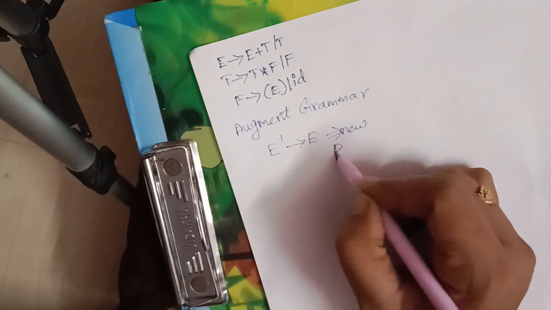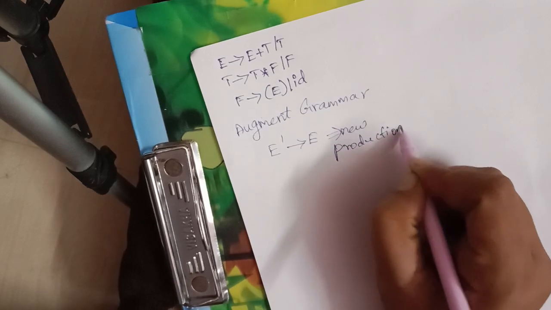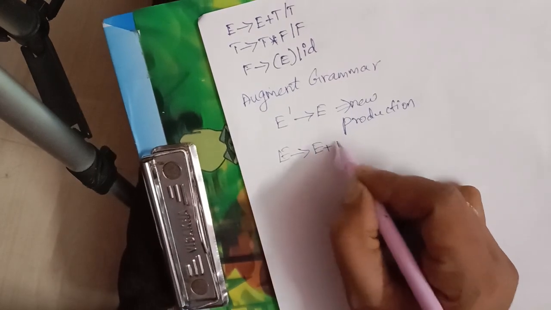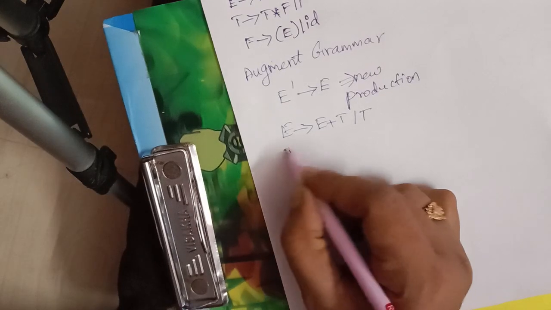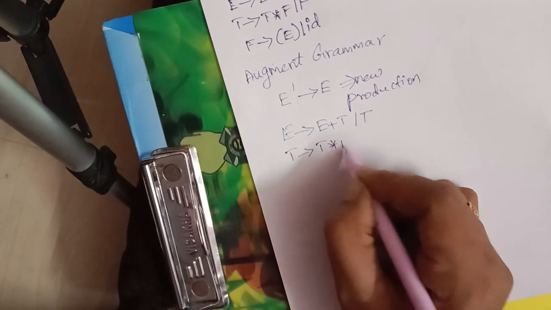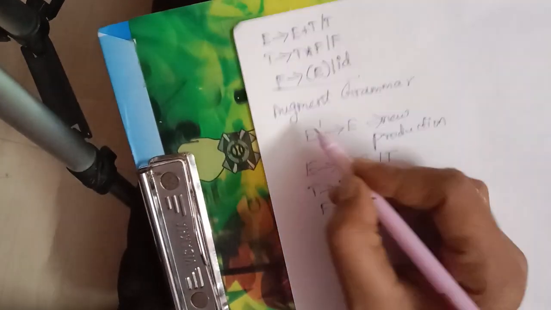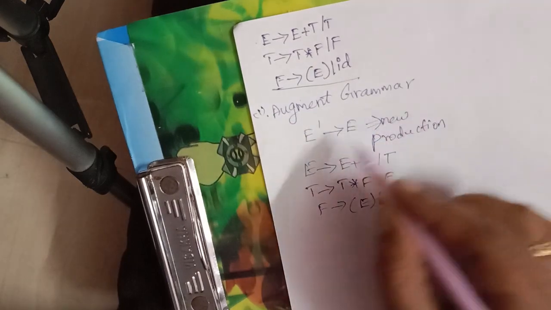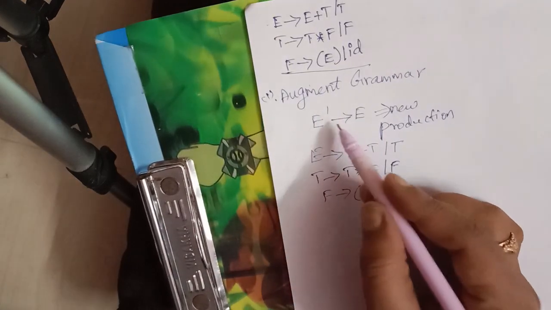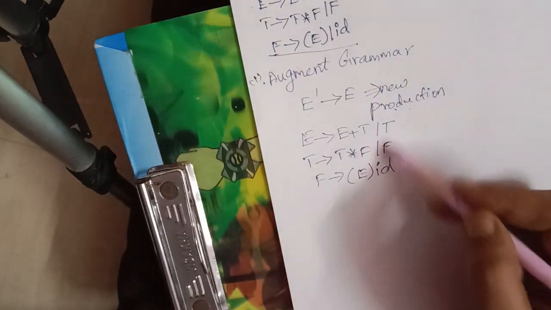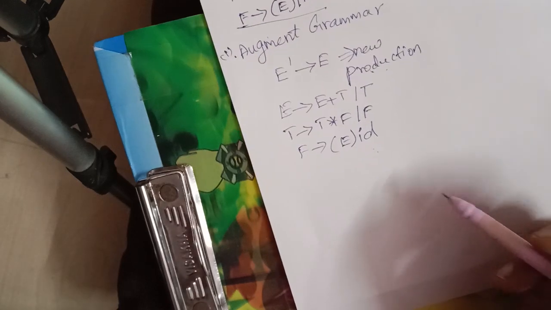After we get the new production, we write the same grammar once again. E tends to E plus T or T. I am just rewriting all the productions which are given in the problem. T tends to T star F or F, and F tends to E or ID. This is the problem statement. For this, you have to do LR(0). So the first step is identifying the augmented grammar, where you get a new production E dash tends to E, and along with this new production you write the grammar once again. I hope these steps are clear for everyone.